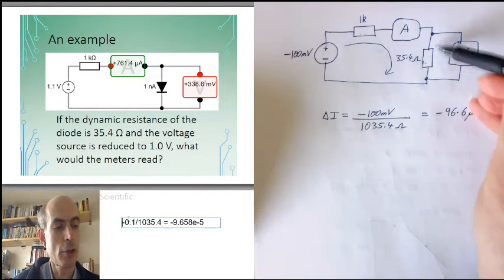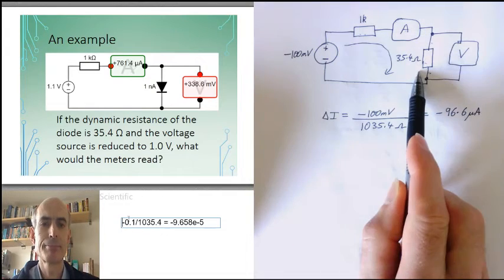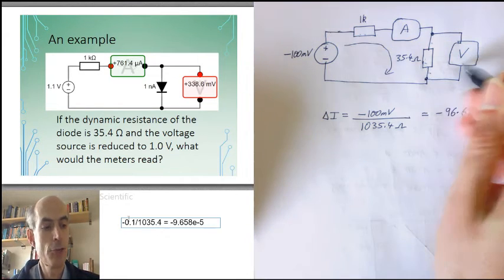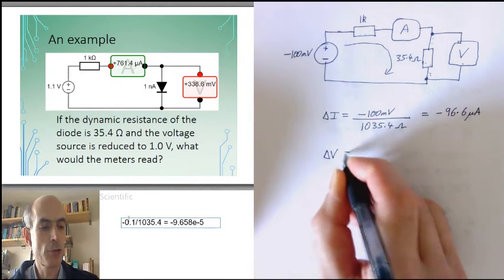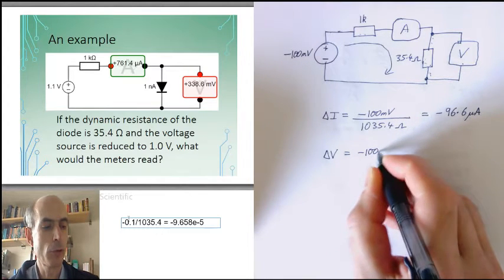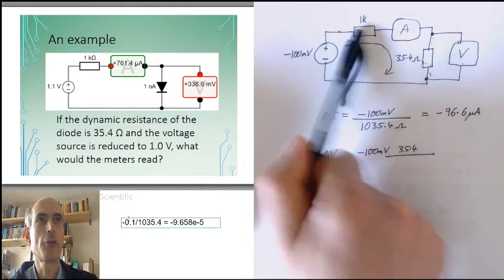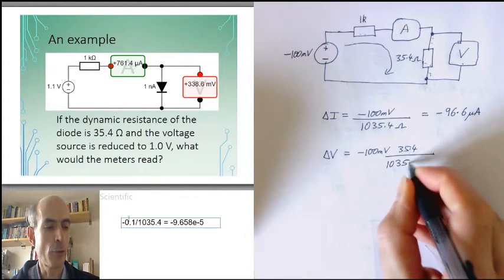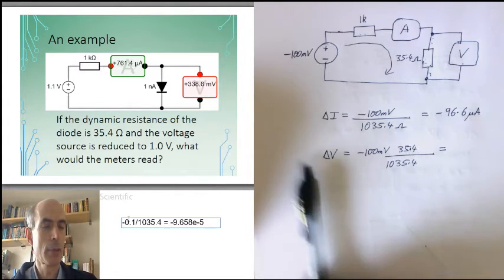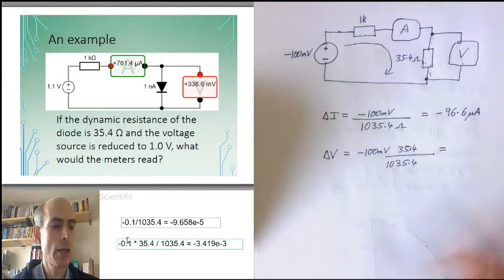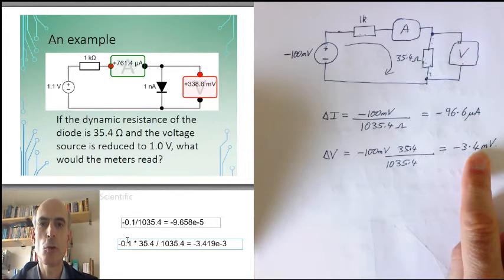The change in voltage across this resistor, well, this circuit is a potential divider. If we consider the minus 100 millivolts here as being the input to the potential divider, the output of the potential divider is just the voltage across this resistor. So delta V, the change in the voltmeter reading, is going to be minus 100 millivolts times the resistance of this resistor, divided by the sum of this resistance and this resistor, which is again 1035.4 ohms. It's just the potential divider equation again. That gives me my delta V as minus 3.4 millivolts. These are the changes in the current and the voltage away from the operating point.